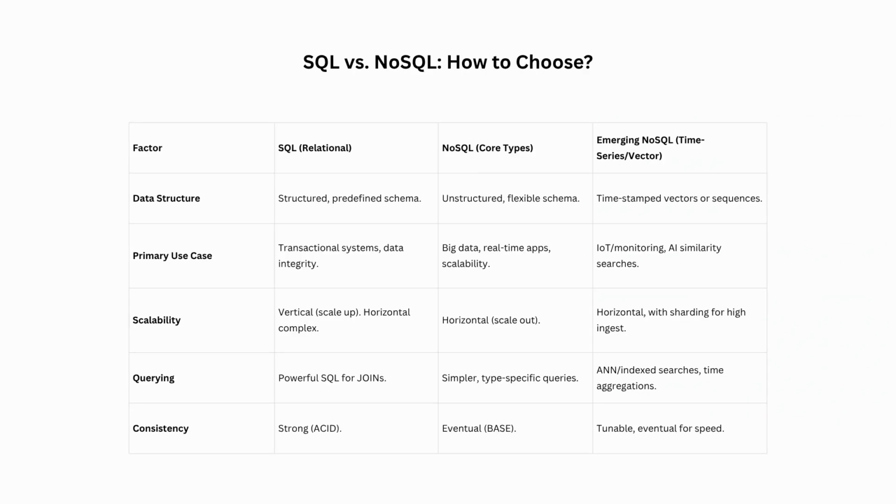So, which one do you choose? With these emerging types, the choice gets even more nuanced. Time series for anything time bound, vector for AI smarts, but the principle holds. Match the tool to the data. It always depends on your use case, like for everything in system design. The rule of thumb is you use SQL when your data is structured and you absolutely need data integrity. Use NoSQL when you're dealing with massive amounts of unstructured data, you need extreme write performance, or your data model is constantly evolving. For AI/ML workloads, layer in vector DBs, and for real-time metrics, use time series.